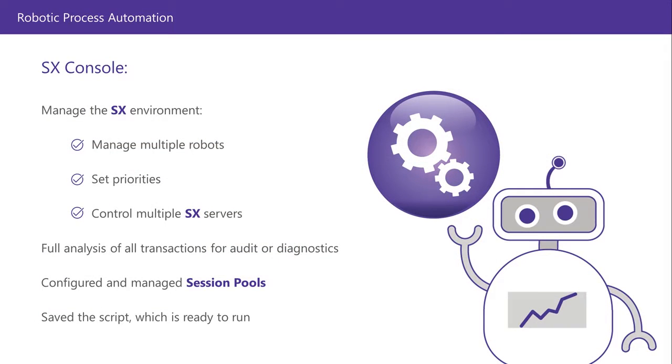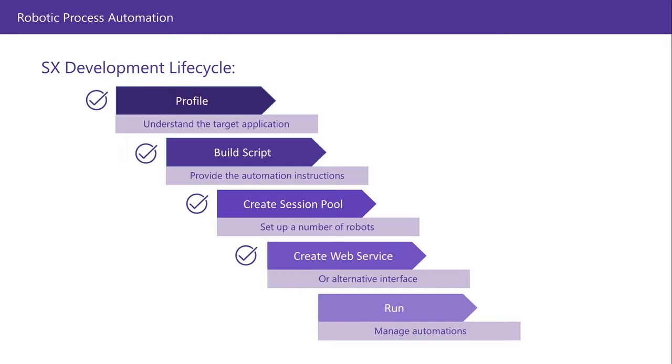As we've seen in the demo, the SX console is provided with SX as a management tool. It's where we can manage our bots into teams, and they can be ordered so that the higher specification machines can take priority and be the first to be used. It can also manage a whole farm of SX servers and provides full access to the audit information that the system is collecting as the automations run. So back on our development life cycle, and that's the end of the cycle.